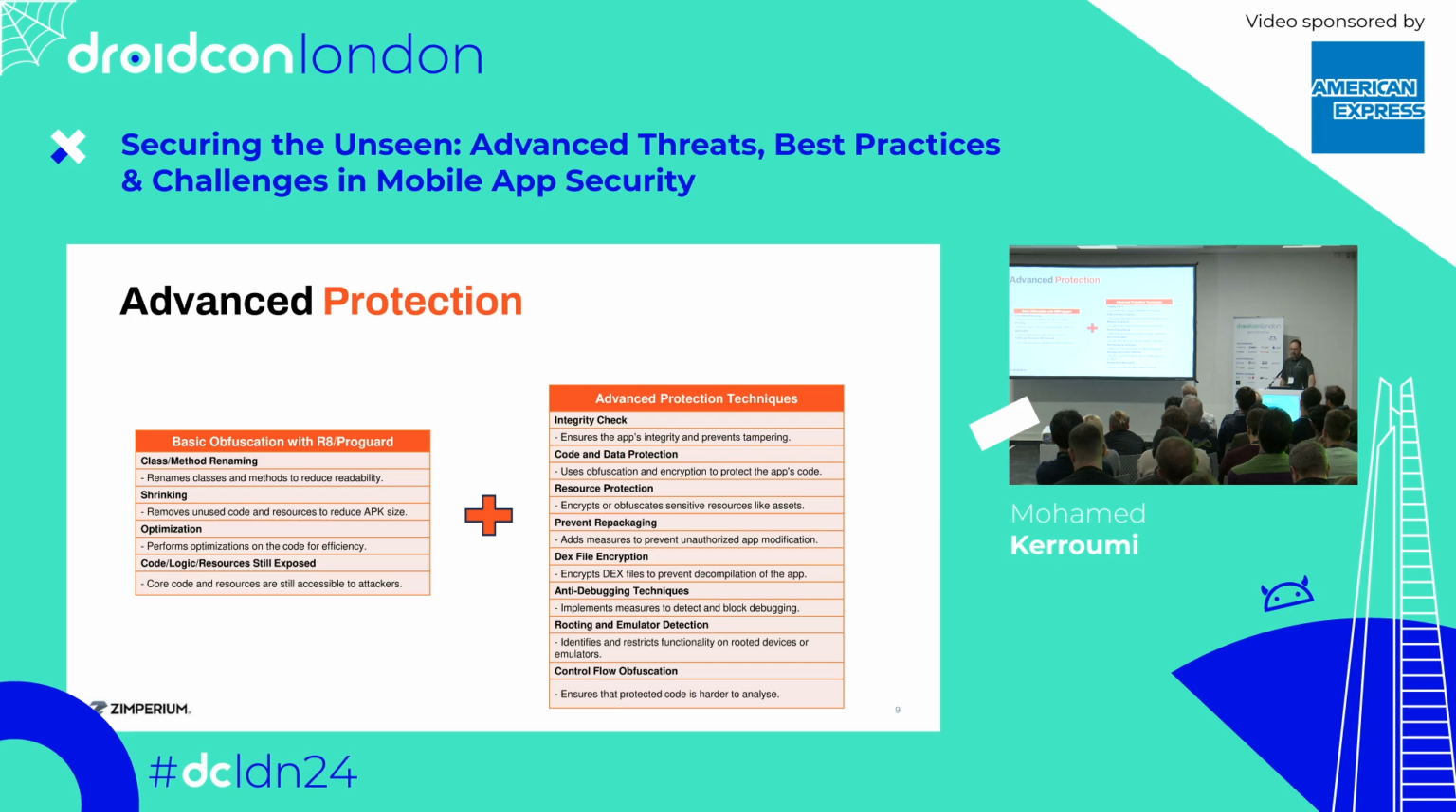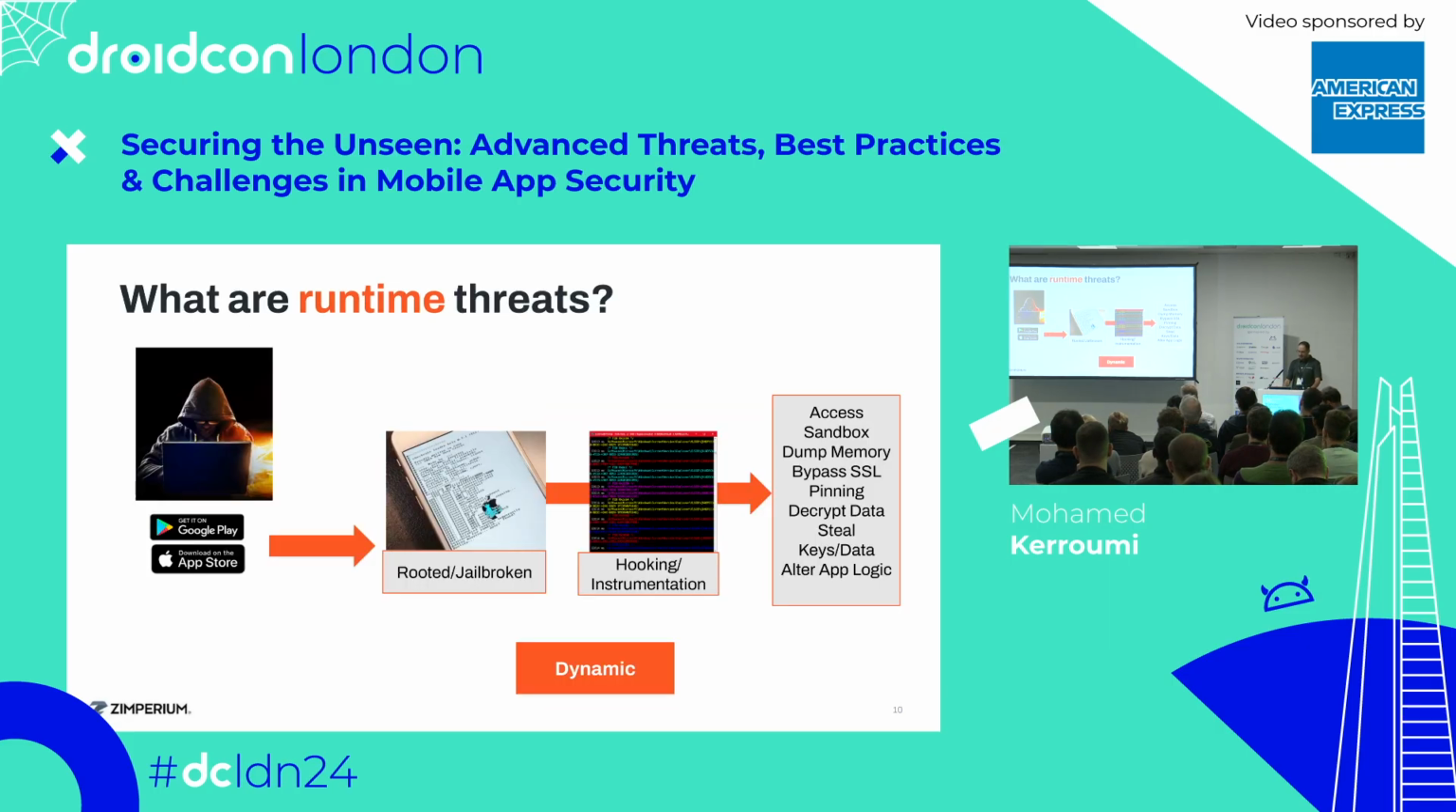But we need to make sure that the protected code is very protected inside when we do the reverse engineering of the app. And of course, resource protection, make sure that whatever we put in our assets is encrypted, right? So these are some of the techniques that can be used on top of R8 and ProGuard. So now let's talk about runtime threats and runtime attacks.